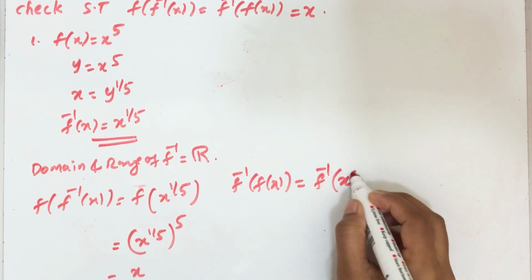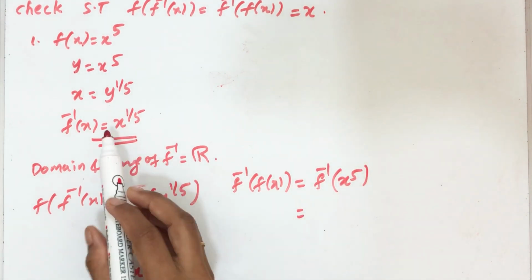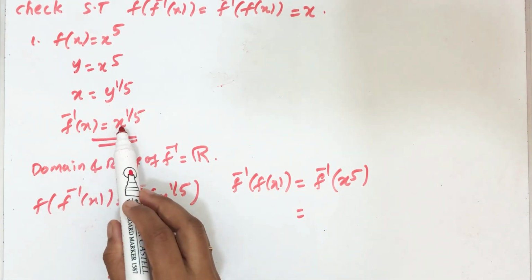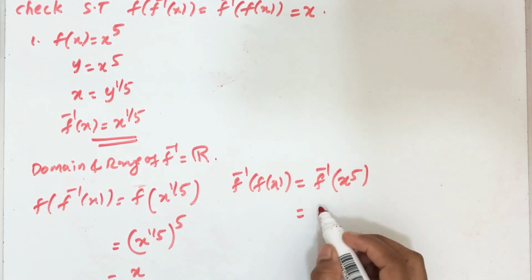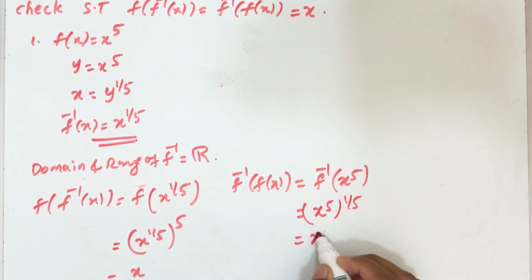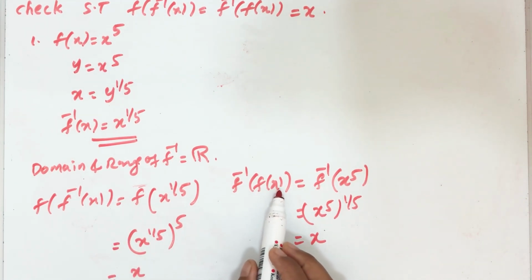Next, f inverse of f of x. F of x is x raised to 5. F inverse of x is x raised to 1 by 5. So f inverse of x raised to 5 is, put x raised to 5 instead of x. That is x raised to 5 the whole raised to 1 by 5, which is equal to x. So f of f inverse of x is equal to x equal to f inverse of f of x.